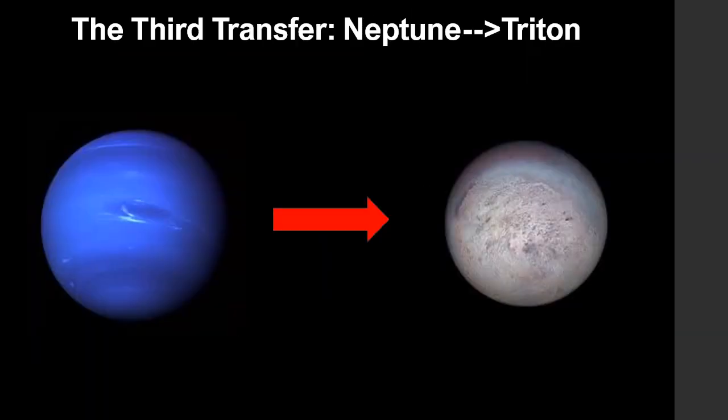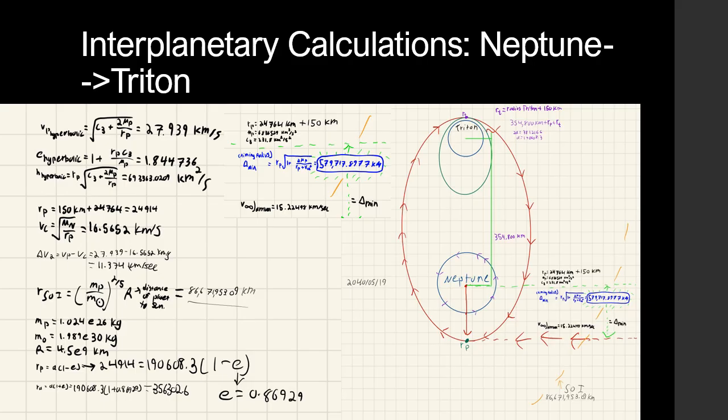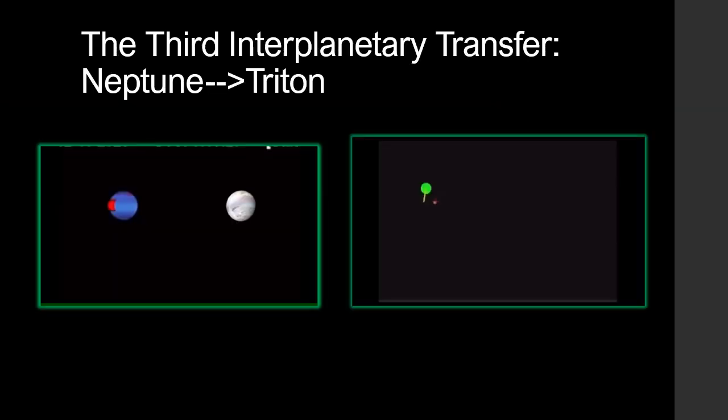The third transfer, Neptune to Triton. Our calculations from Neptune to Triton have a delta V of 11.37 on entry and an aiming radius of 579,717.9 kilometers. On the left, we have a simulation of our proposed ecliptical orbit around Triton, originating from Neptune. And on the right, we have an elliptical orbit around Triton itself.